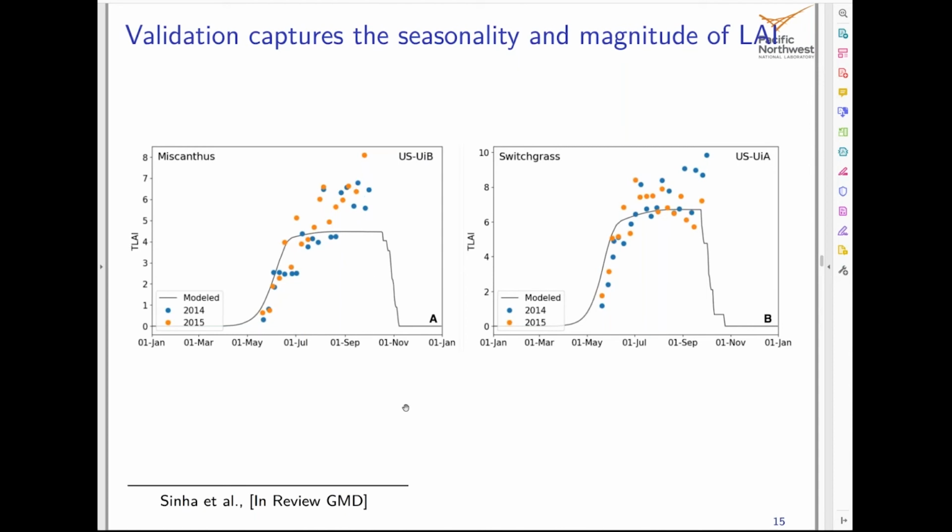But we are not completely off. We are still in the same magnitude. We are quite close. And overall, switchgrass is better. I would say the validation results are better for switchgrass than for miscanthus.